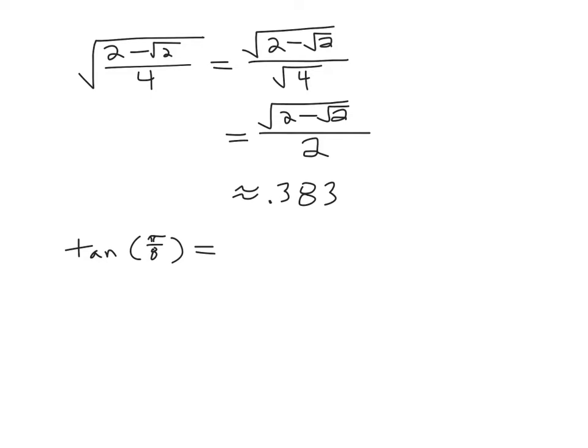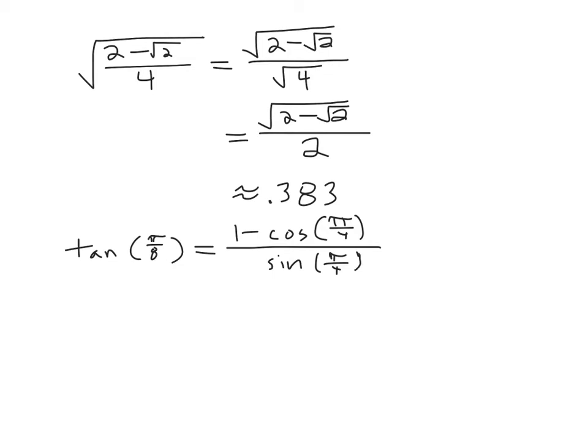We're going to do the exact same thing now for tangent of pi over 8. So if you look at that half-angle formula for tangent, the tangent of half of pi over 4 is 1 minus the cosine of pi over 4, over the sine of pi over 4. There's another version of this formula that you will probably see elsewhere, but this one is more useful to us.